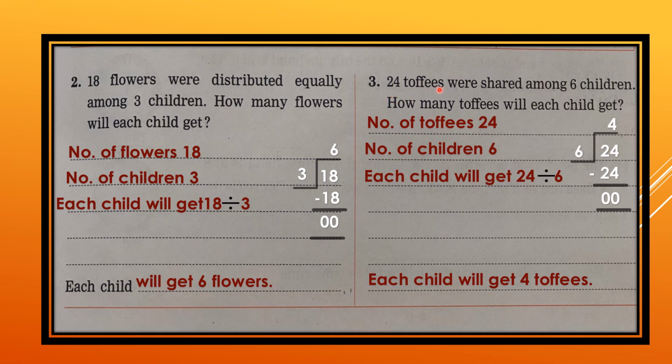Another sum, 24 toffees were shared among 6 children. How many toffees will each child get? So number of toffees, 24. Number of children, 6. So we divide 24 by 6. We tell the 6 times table. And when we reach 4, 6 4s, we get the answer as 24. So 24 minus 24 is 0. So each child will get 4 toffees.